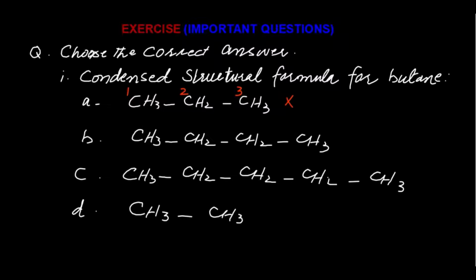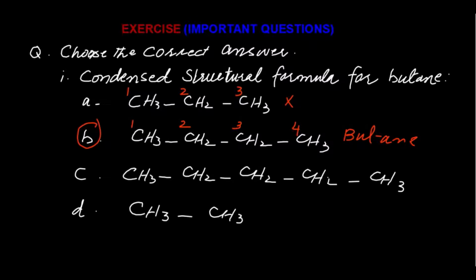Similarly, see the second compound. If we see the second compound, count the number of carbon atoms. 1, 2, 3, 4. There are 4 carbon atoms. If we write its IUPAC name, then it starts with but, right? Now see the type of bond with the help of which all the carbon atoms are connected. Yes, correct. It is single covalent bond. If all the carbon atoms are connected with single covalent bond, then we use the suffix ane, right? So what is the name of this molecule? This is butane. This is the correct option.